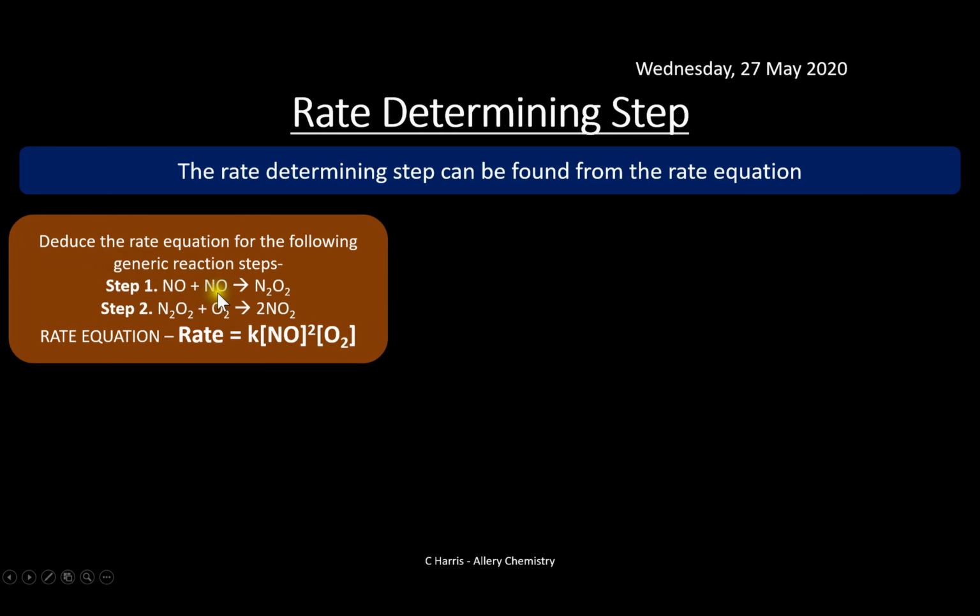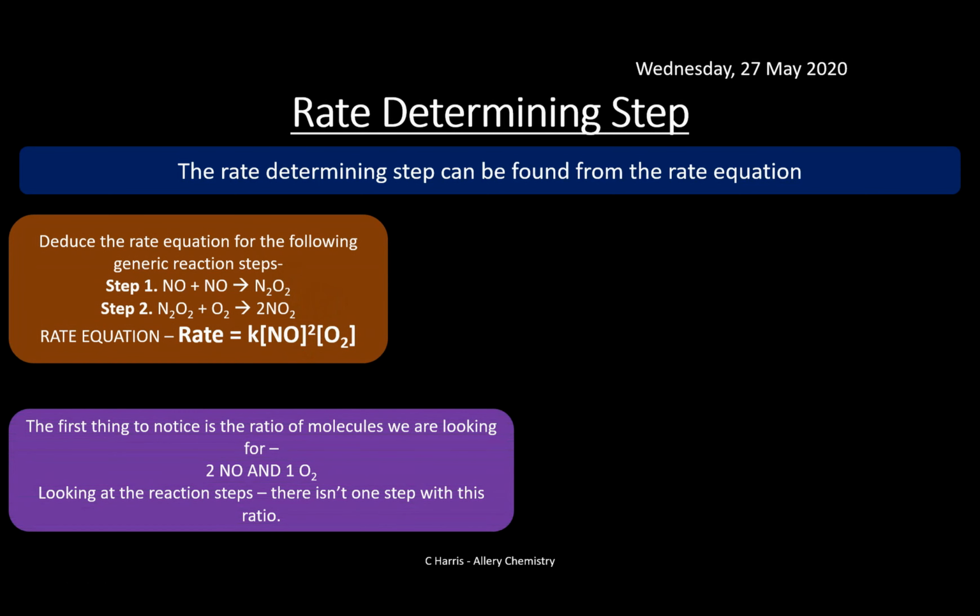Step 1 is nitrogen monoxide plus nitrogen monoxide will form N2O2. Okay, and then N2O2 plus O2 will form 2 lots of NO2. And we've been given our rate equation here, which is rate equals k, concentration of NO squared, times the concentration of O2. But notice we haven't been told which one's fast and which one's slow. So we need to work some of this out.